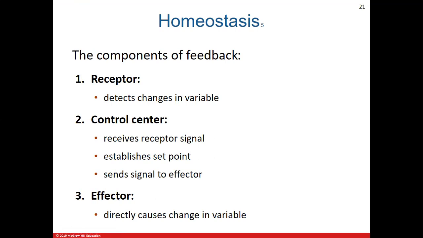The effector is what's going to cause some kind of change in that variable. So let's say your body temperature is starting to go down. If you think about this, what's a normal way that your body can respond if your body temperature starts to drop? Well, one thing it can do is to start to shiver. You can have involuntary muscle contractions that cause your body to shiver, your muscles to contract, almost spasm, and that increases your body temperature.